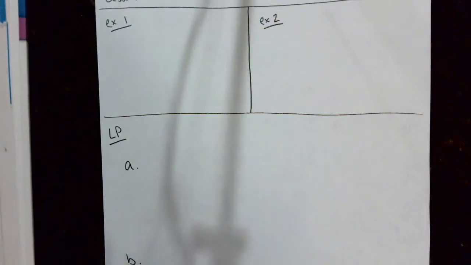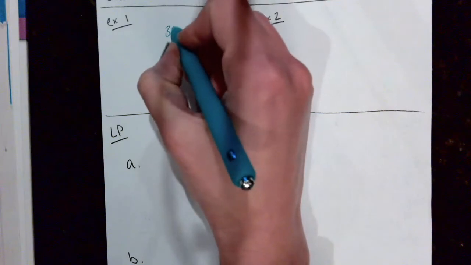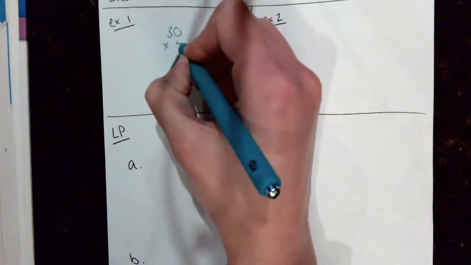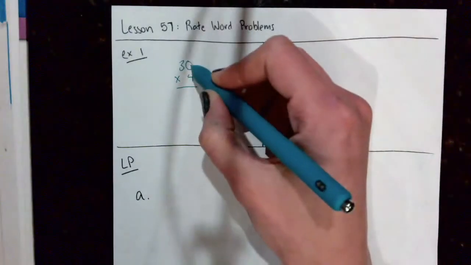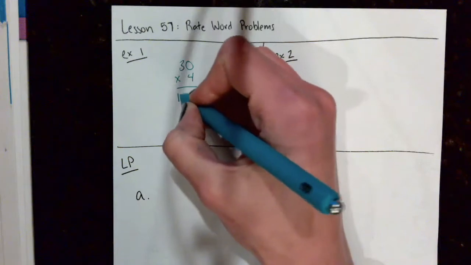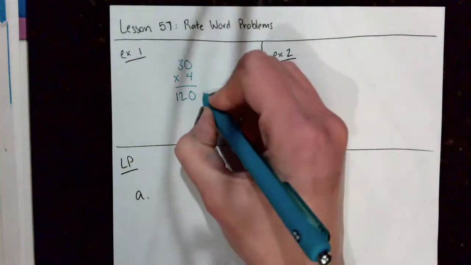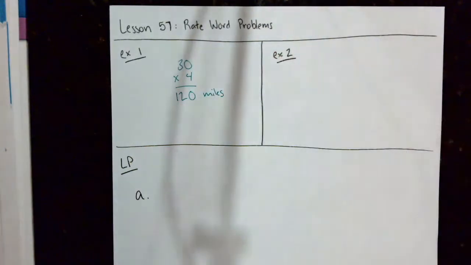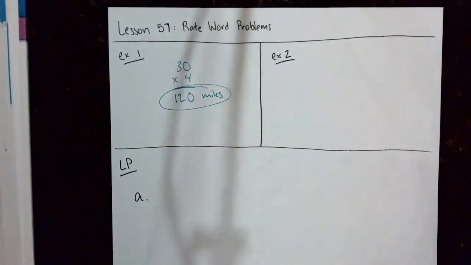Well, this is an awesome problem to do multiplication for. So number of times in each group, well, 30 miles per hour times 4 hours. 0 times 4, 4 times 0 is 0, 4 times 3 is 12. So we went 120 miles in 4 hours. So your answer would be 120 miles.